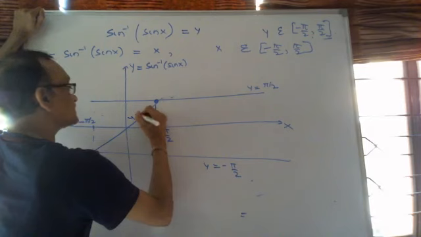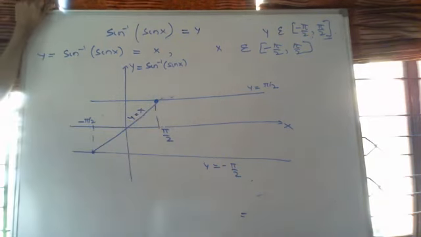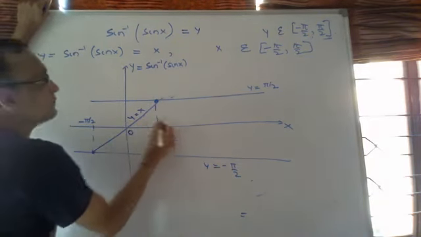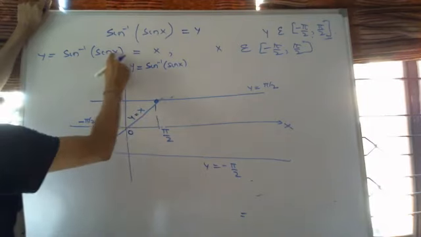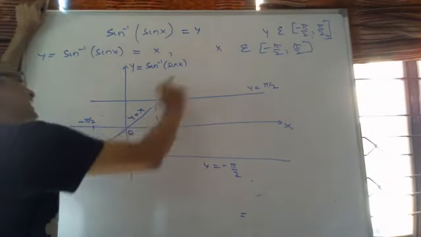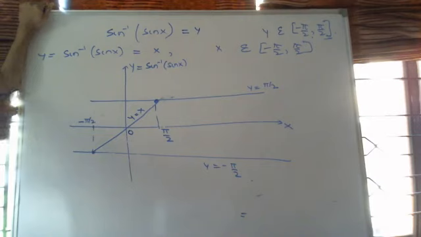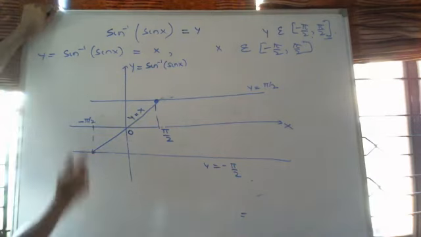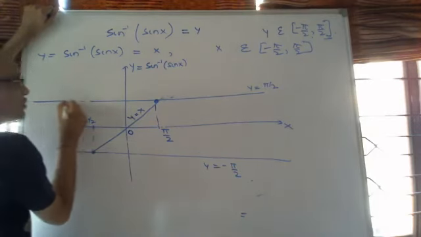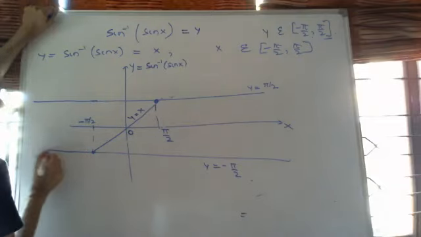Y is x in this interval. In the interval minus pi by 2 to plus pi by 2, sin inverse sin x will be x. It will be the line y equal to x. Yes or no? Yes, sir. Let me tell you, please remember this graph a bit.